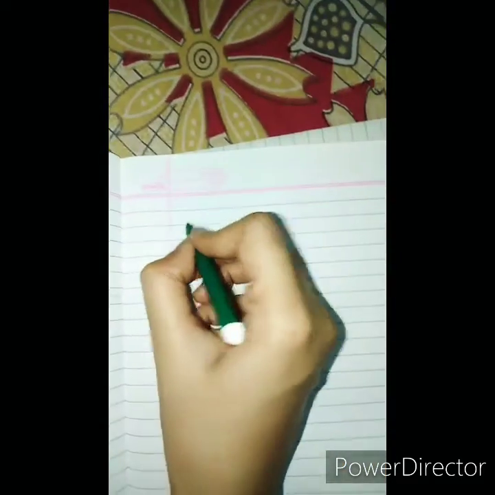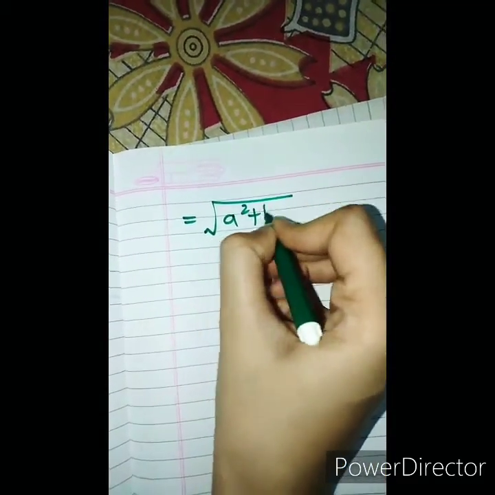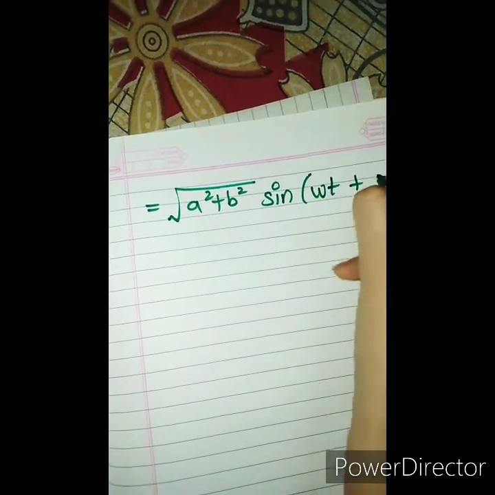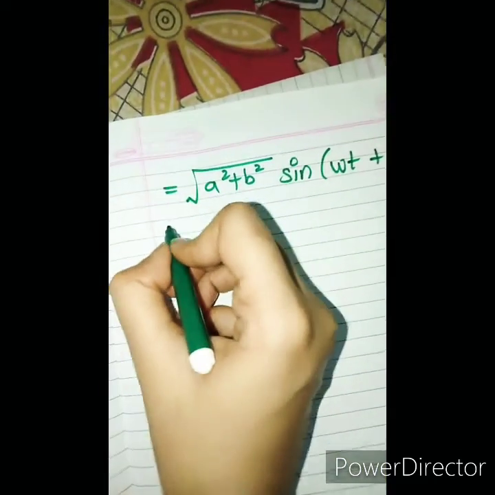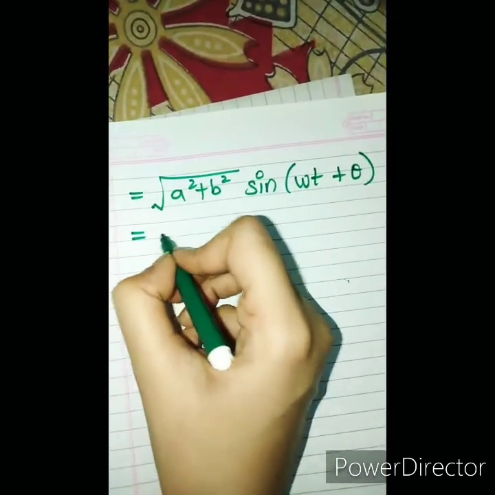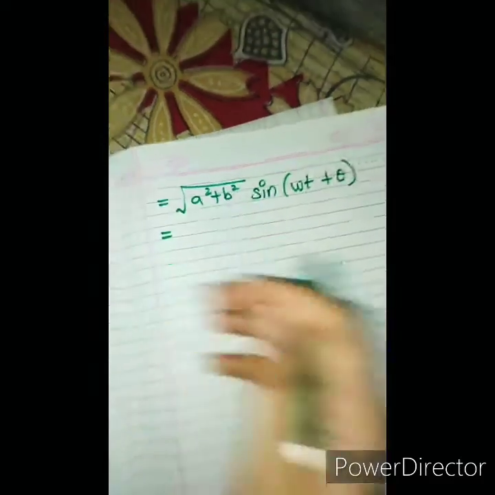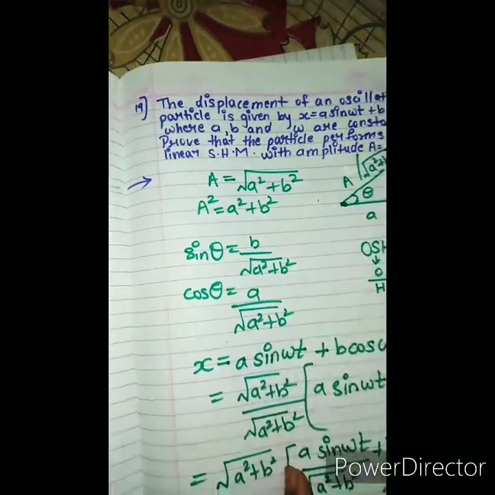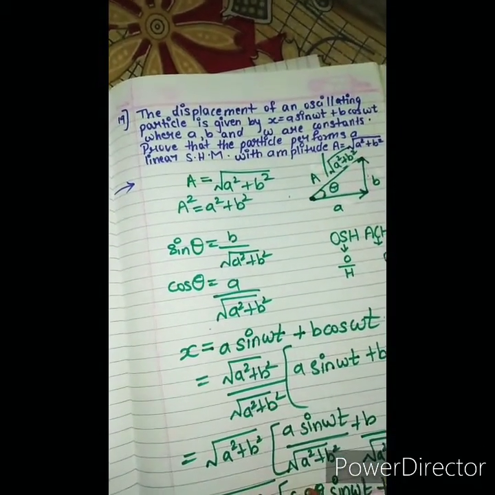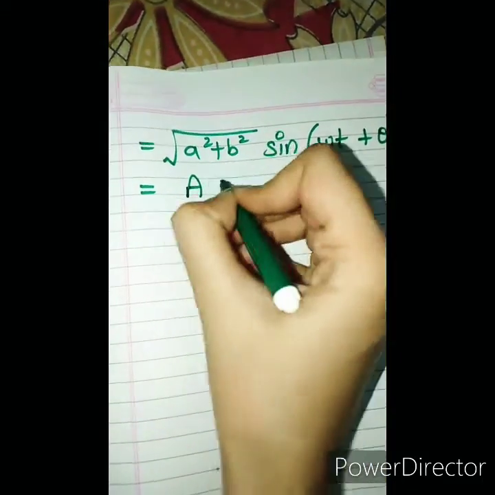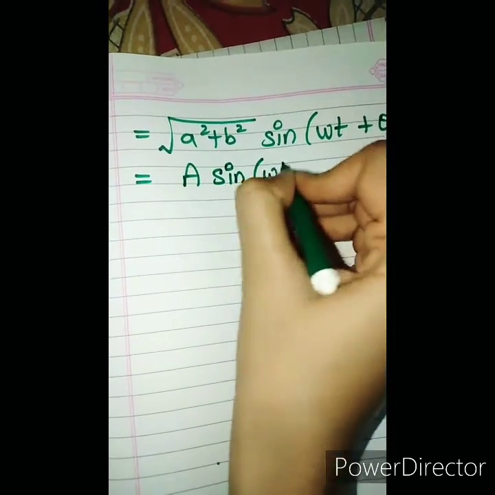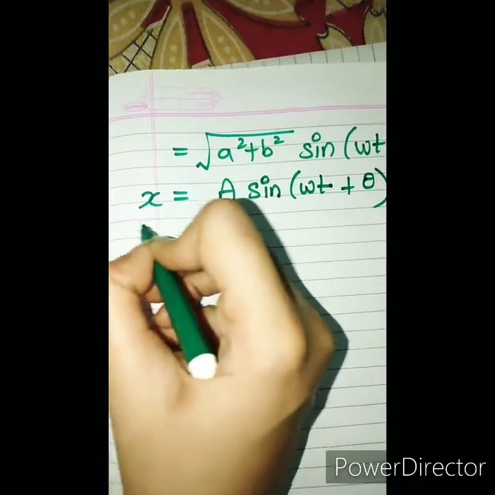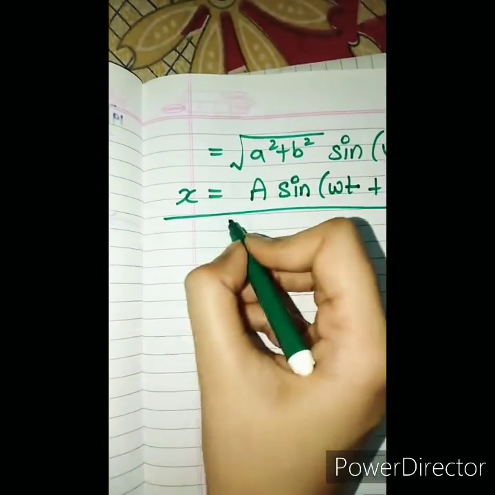So we'll write that on the next page. Under root a square plus b square times sine a plus b. So what is under root a square plus b square? It is nothing but capital A given to us. We will write that capital A over here: capital A sine omega t plus theta. Right? This is my displacement which I have obtained.